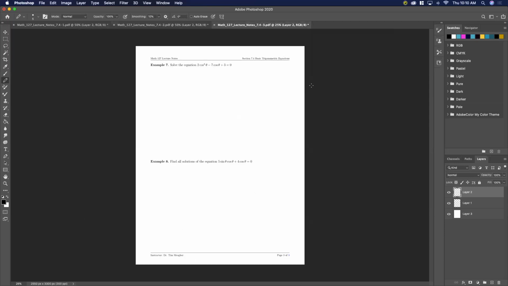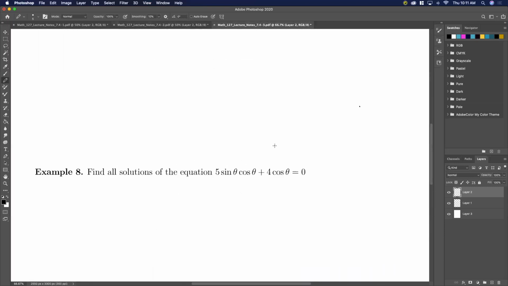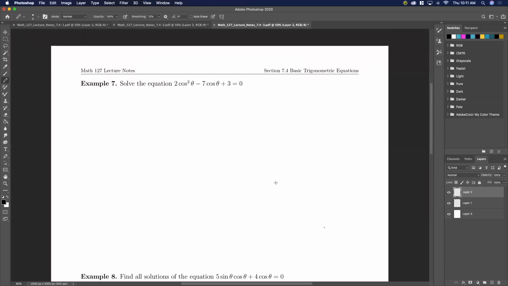All right, so let's answer some a little bit more complicated ones. So we want to solve the equation. Let's pretend I give you something pretty ugly, something you don't want to wake up next to. So how would I do this? Well, the first thing I would do is try to get cosine by itself. Here you have 2 cosine squared theta minus 7 cosine theta plus 3 equals 0.